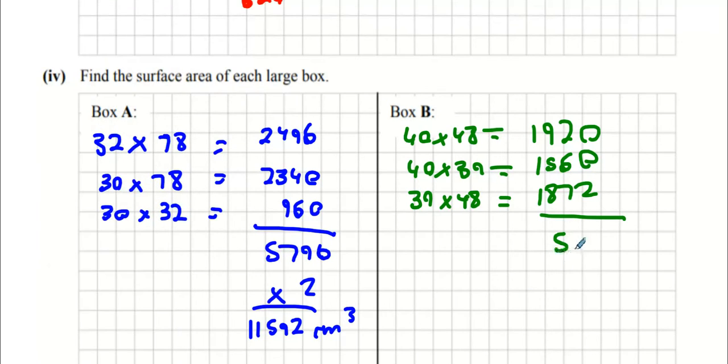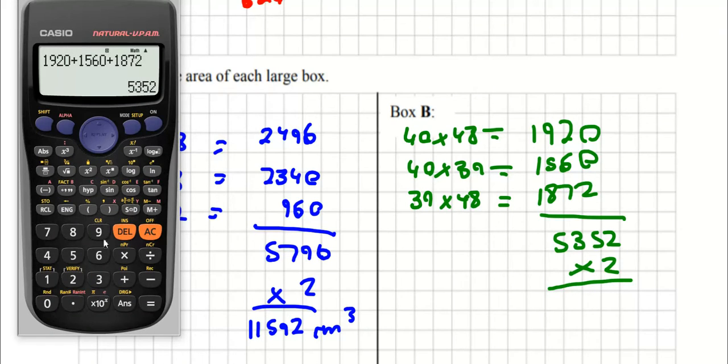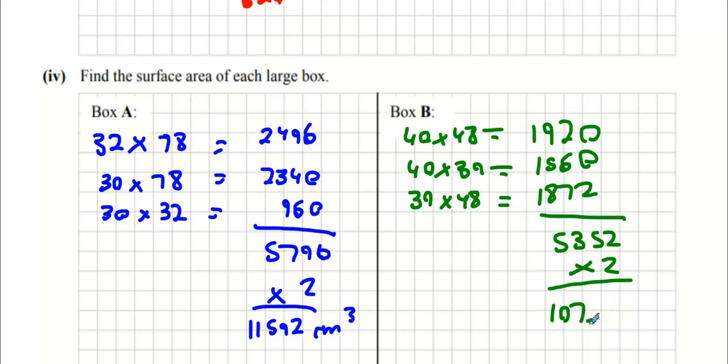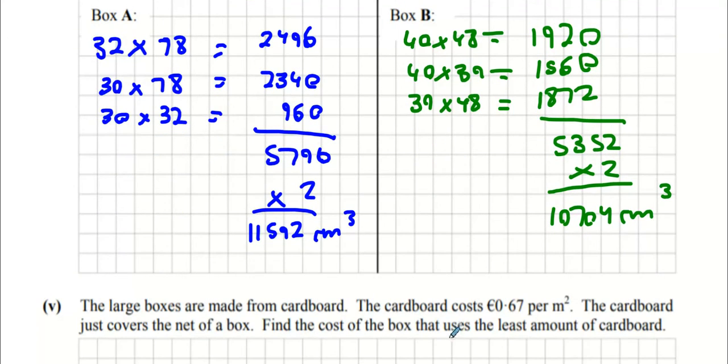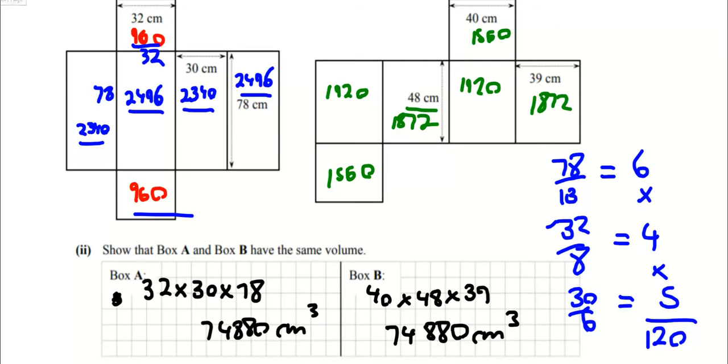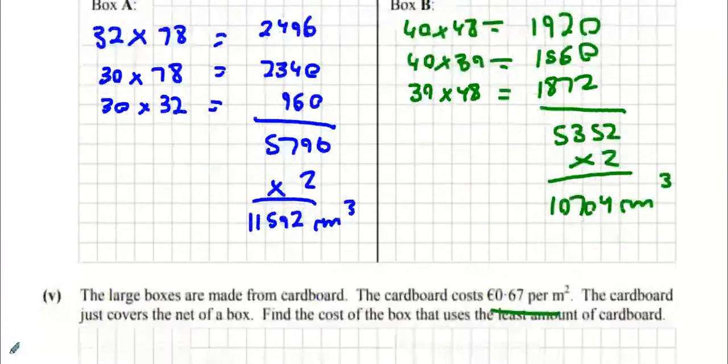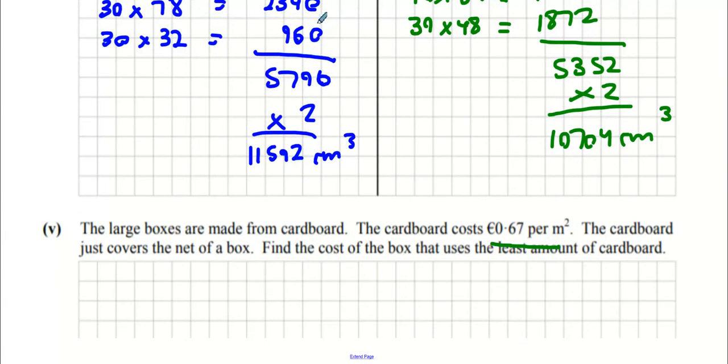So this is 5352. Multiply this by 2. 5352 and multiply by 2, and we get 10,704 centimeters cubed. So we have a different surface area for both of the boxes. The large boxes are made from cardboard. The cardboard costs this much per meter squared, and we are currently in centimeters squared. Oh great, this is going to be great fun. Find the cost that uses the least amount of cardboard.